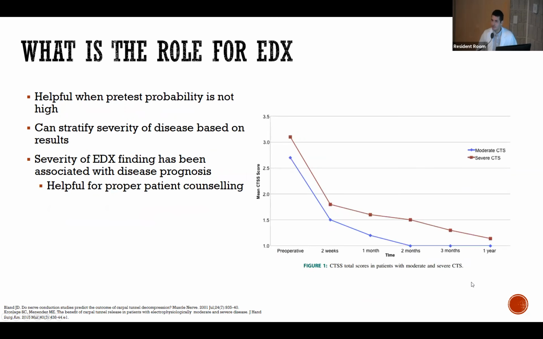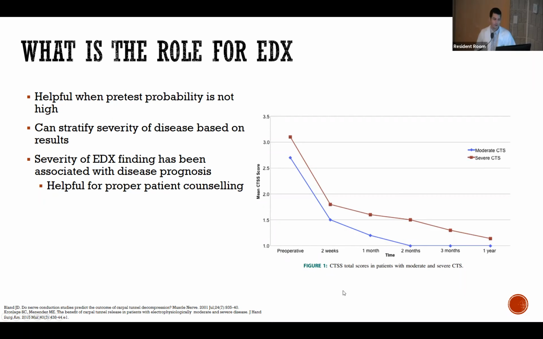So what is the role for electrodiagnostic studies in carpal tunnel syndrome? As Dr. Graham showed, it is pretty helpful when pretest probability is not very high and you're considering other diagnoses. It can also help stratify disease based on the results. There have been a few different ways this has been done, but a simple way is that patients who only have increased sensory latency are considered to have mild disease. Patients who also have increased motor latency have moderate disease. And once you start seeing EMG changes, that's considered severe disease.